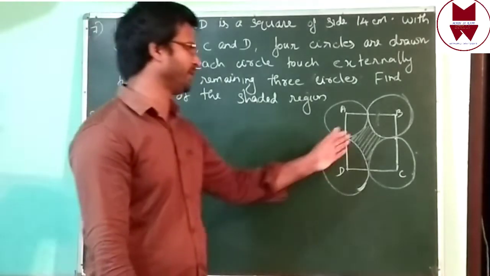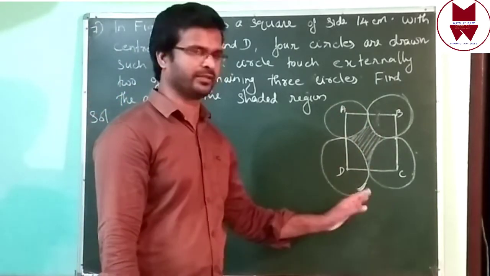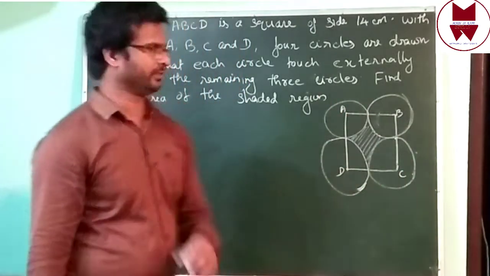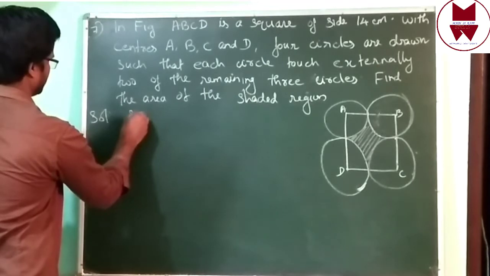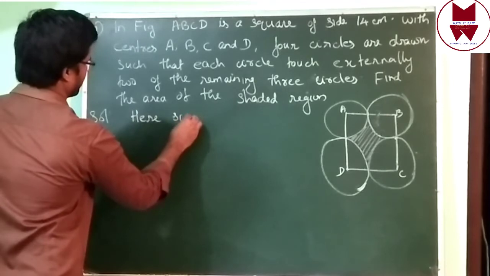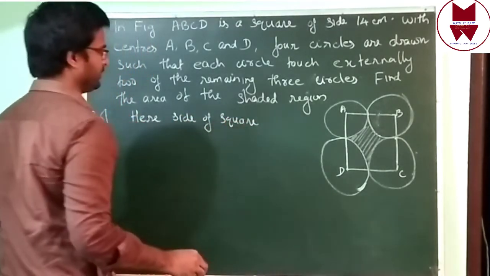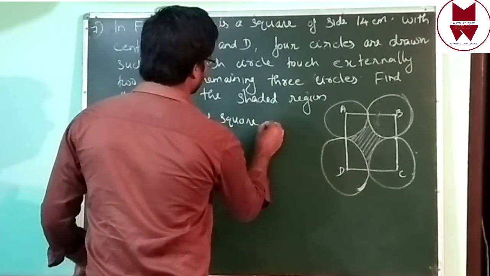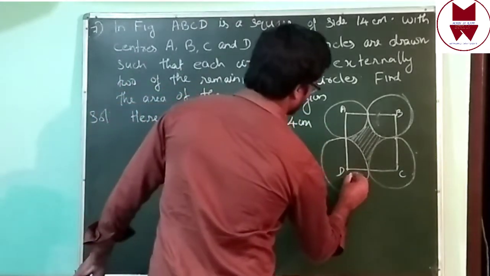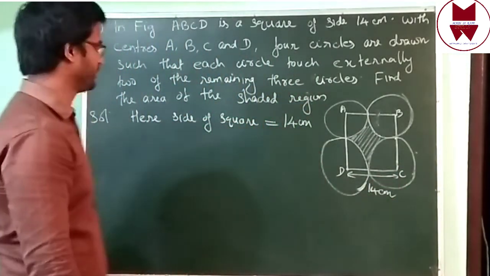For this question, we have to find out area of this shaded region. Then, what things are given? In here, one side is given, isn't it? All the sides are equal in this square, isn't it? That means one side is given. Side of square equal to 14 centimeter. Total length, you can write 14 centimeter.